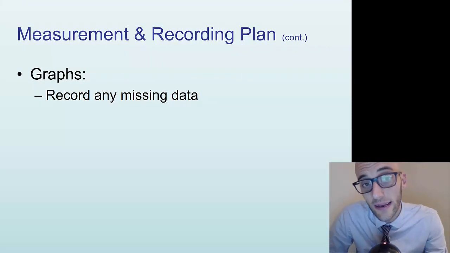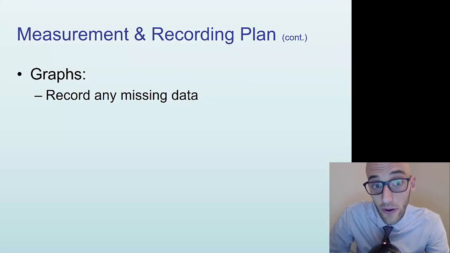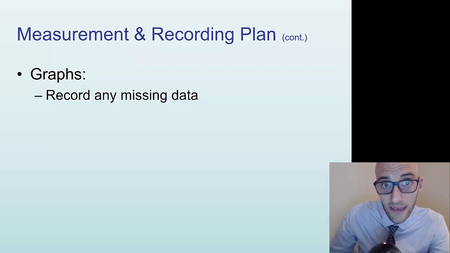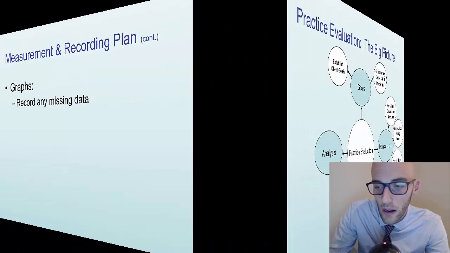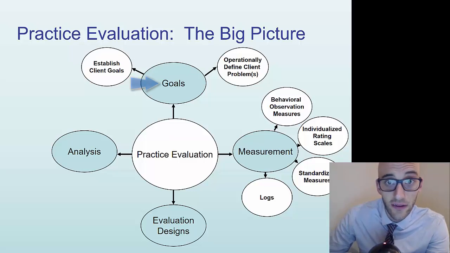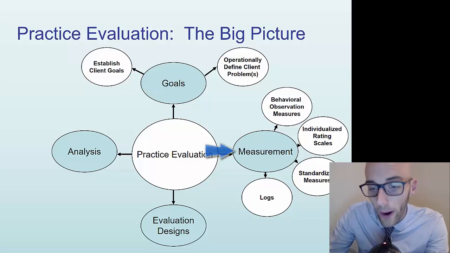And just one last important thing to think about with graphs is you would also want to record missing data. So if there's a 0 even, you'd still want to record that too. And for missingness, sometimes you might have to do an average between the scores that weren't missed. That'll be something that we'll talk about moving forward. So now within practice evaluation, we've covered goals and operationally defined problems. So let's move on into measurement a little bit more.